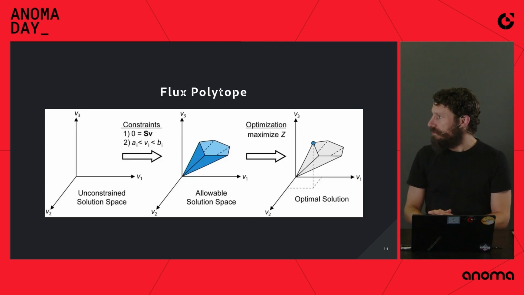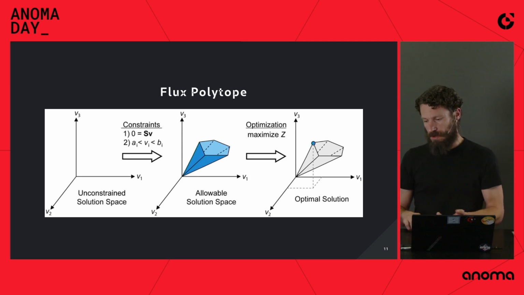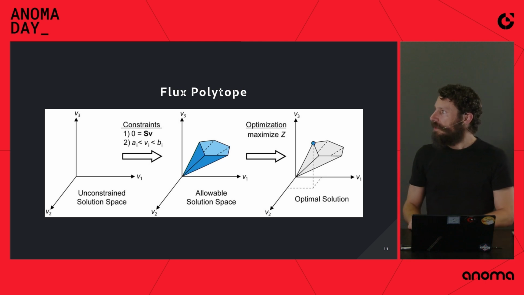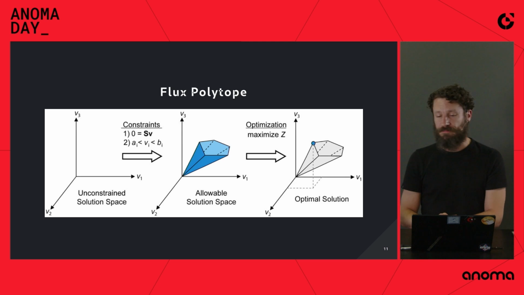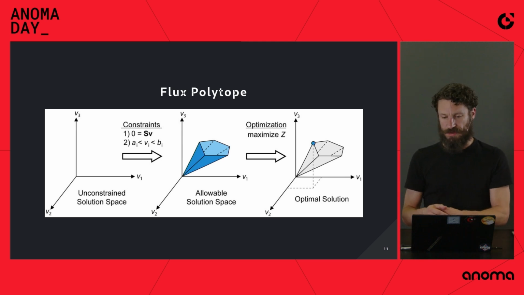So the space is initially unconstrained. It's shown in 3D here, but it's obviously a high dimensional polytope. Then we impose these constraints, and when we impose these constraints, we end up with this high dimensional polytope. And we can use linear programming after we define our objective function to find the optimal solution within this space.